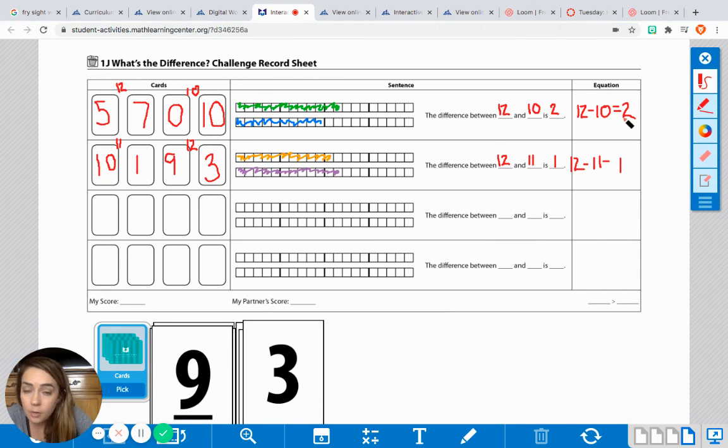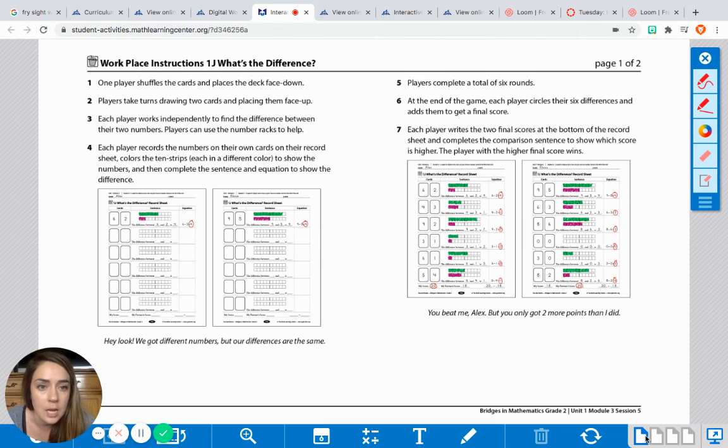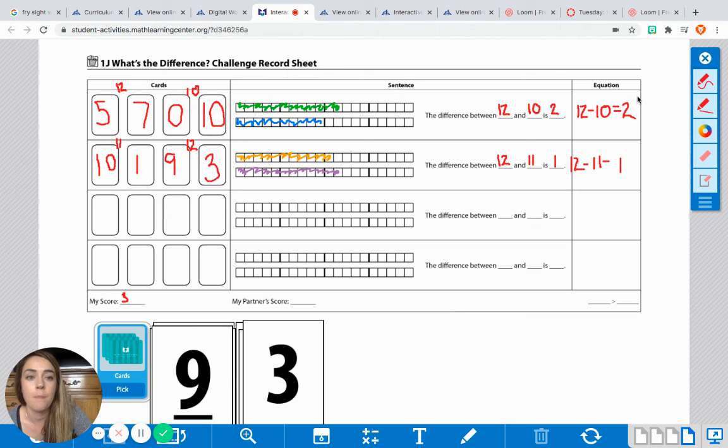And just like before, at the end of the game, you're going to add up all of your answers. So right now, if I was going to stop playing, I would add up 2 and 1. So my score would be 3. And if you're playing with a partner, whoever has the bigger score wins, I believe. Let's double check. Yep, the player with the higher final score wins. So if my score was 3 and my pretend partner's score was 4, my partner would win.